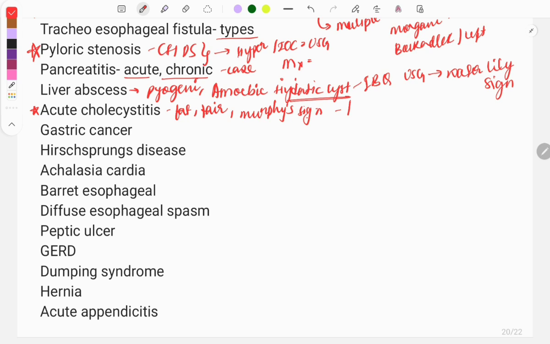And if they want to ask the one-liner, then simple one-liners are asked on the investigation of choice or the management. So management will be the cholecystectomy, and investigation of choice, USG. So don't confuse between the question, the investigation of choice, and the gold standard. The gold standard is the HIDA, but the investigation of choice is the ultrasound.